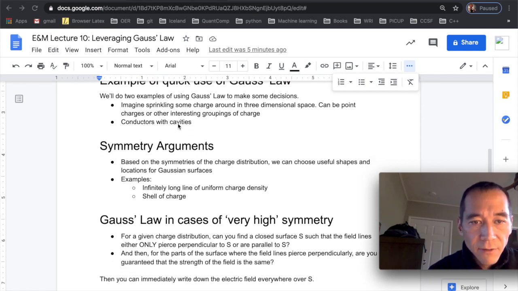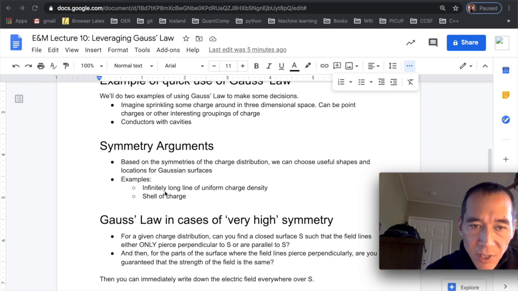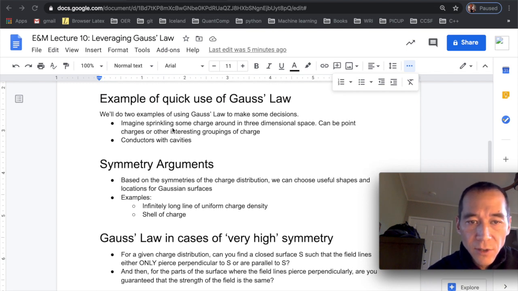After this seemingly random exploration of charge distributions and conductors, we're going to think about particular shapes. In particular, they're going to be symmetric shapes of charge distribution. So this sprinkling indicates a randomness to the shape. But when we have symmetric charge distributions, the idea is we have a nice pattern.